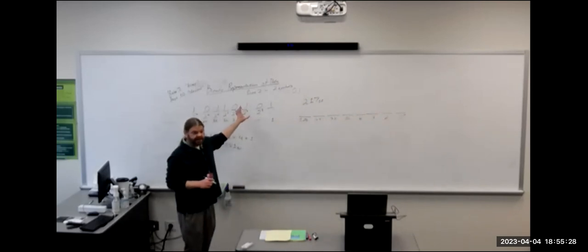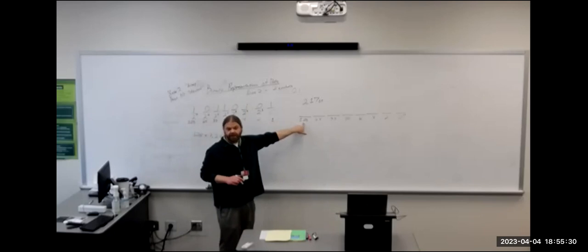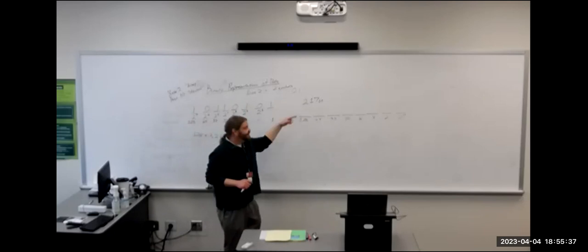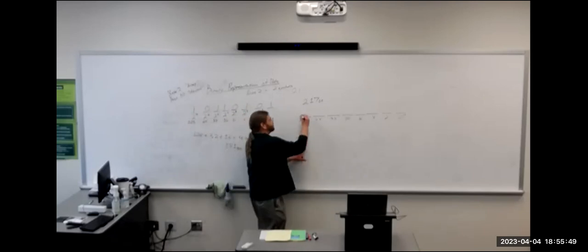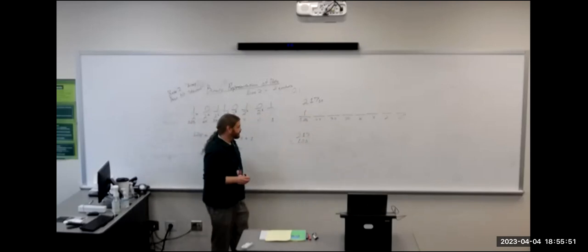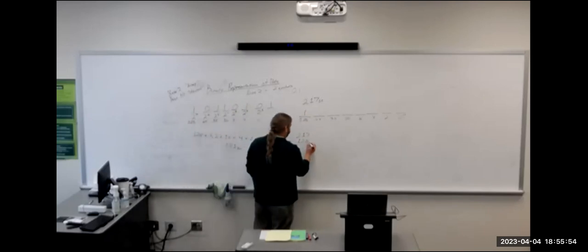Do we have any 128s in 217? I see heads nodding yes here. So 217 minus 128 is going to be more than 0. So yes, we have something in that column. What do we have in that column?